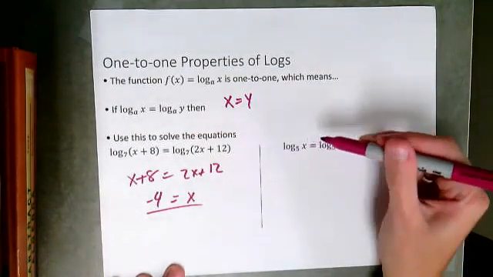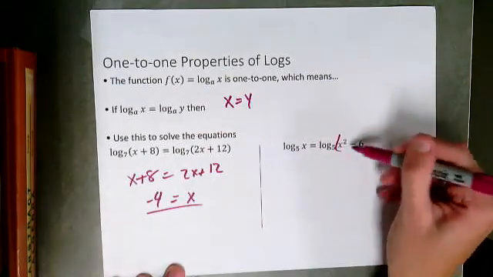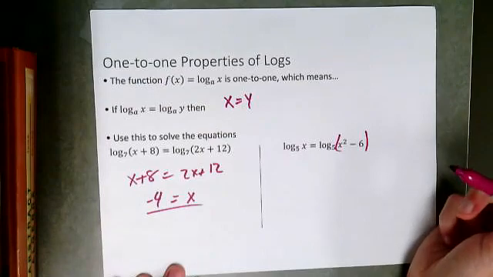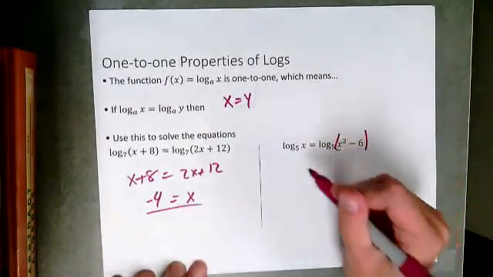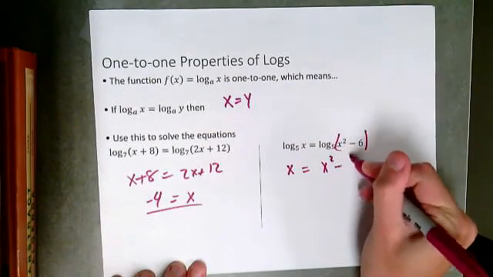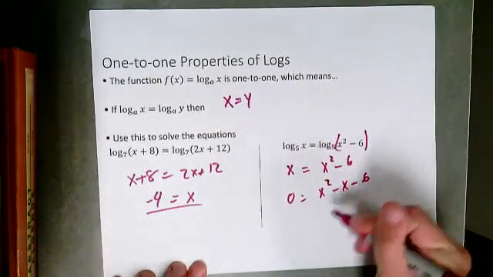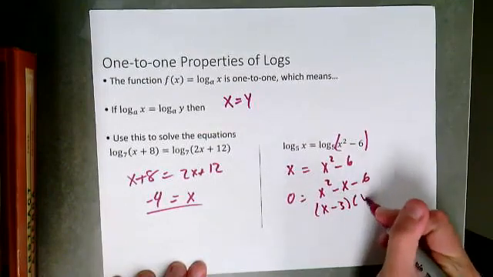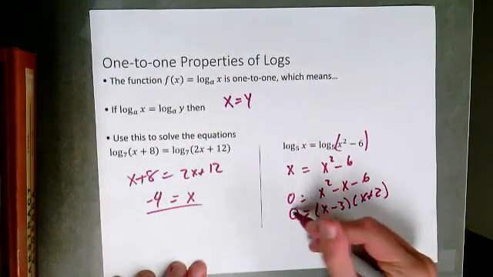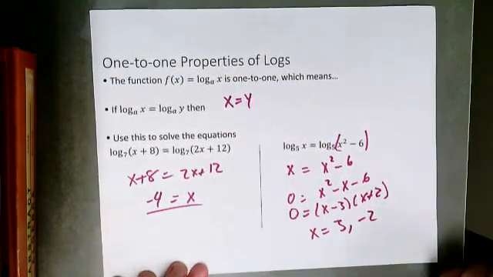Log base 5 of x is equal to log base 5 of x squared minus x minus 6. There should be parentheses here. So we would have x is equal to x squared minus 6. 0 is equal to x squared minus x minus 6. This factors into this guy. So x is equal to 3 or -2.